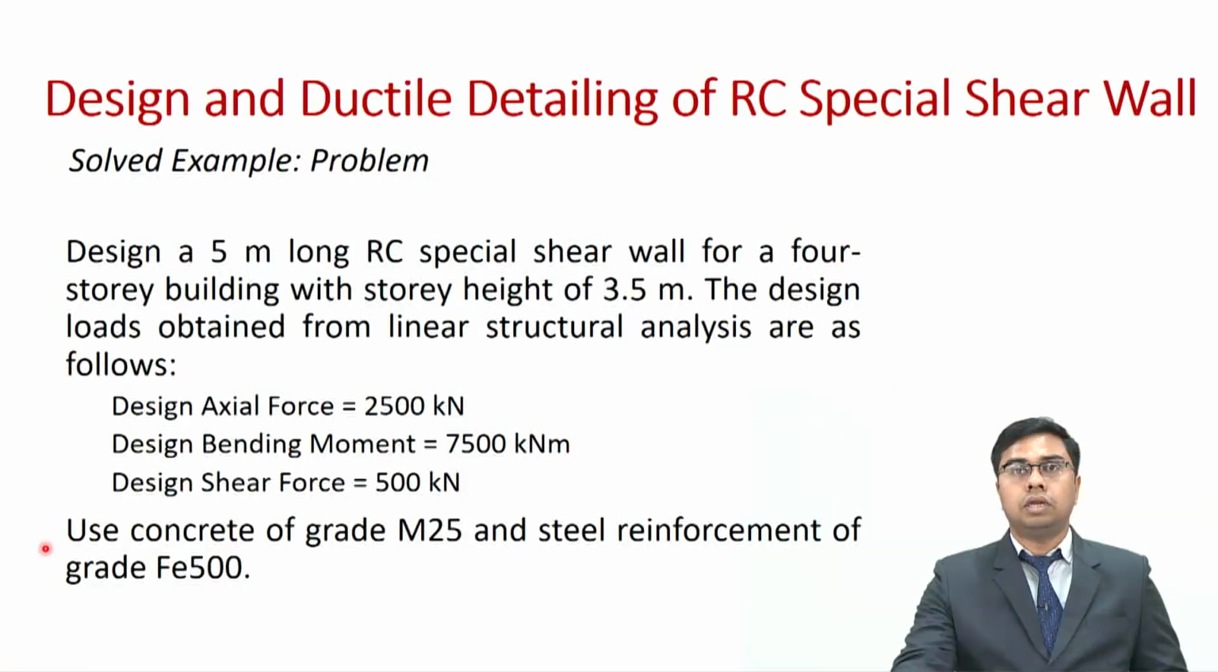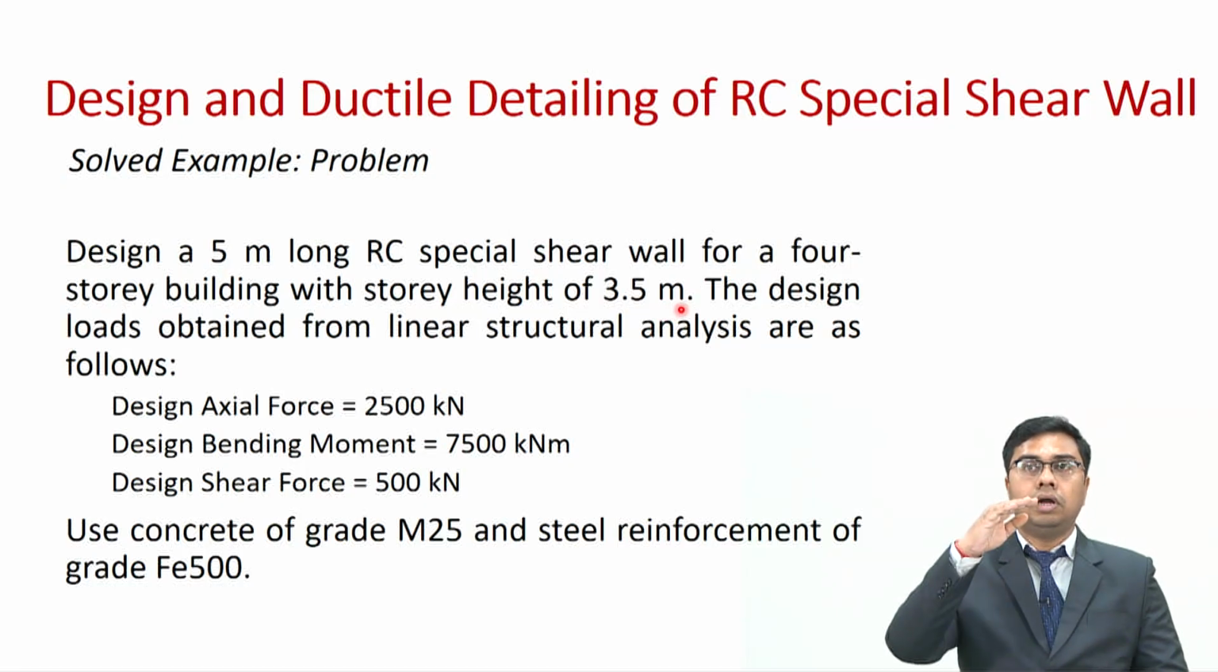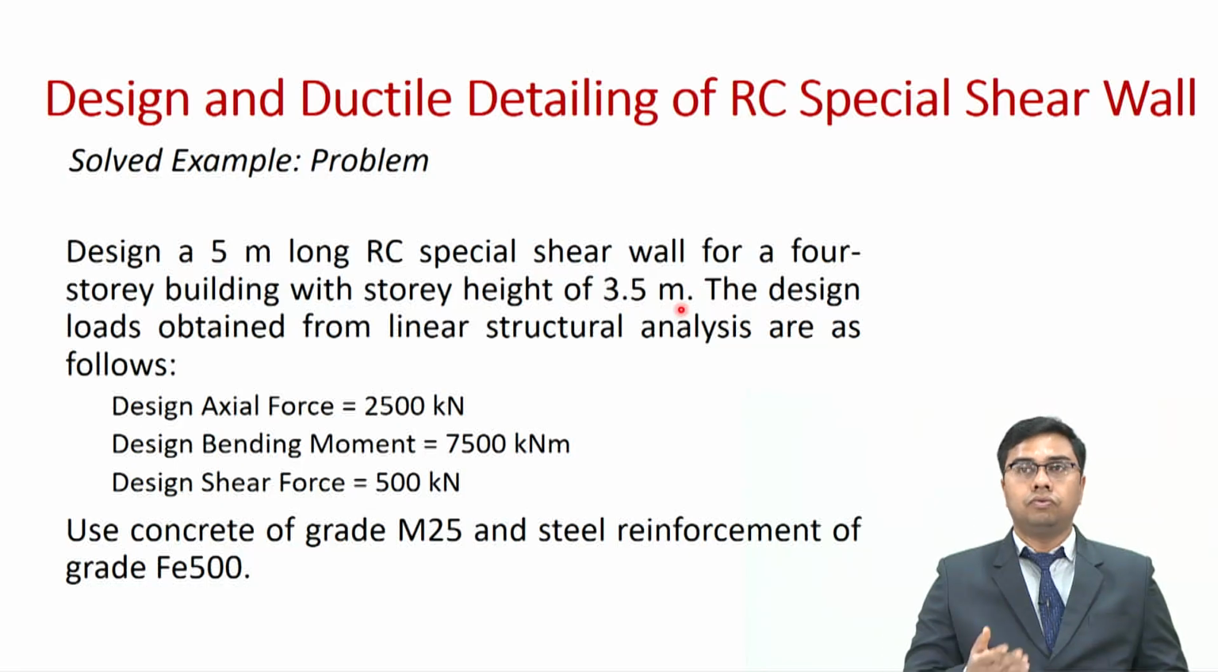So, let us first look into the problem statement. We need to design a 5 meter long reinforced concrete special shear wall for a 4-story building with a story height of 3.5 meters, which means the height of the special shear wall will be 3.5 into 4, which is 14 meters. The length of the wall is 5 meters.